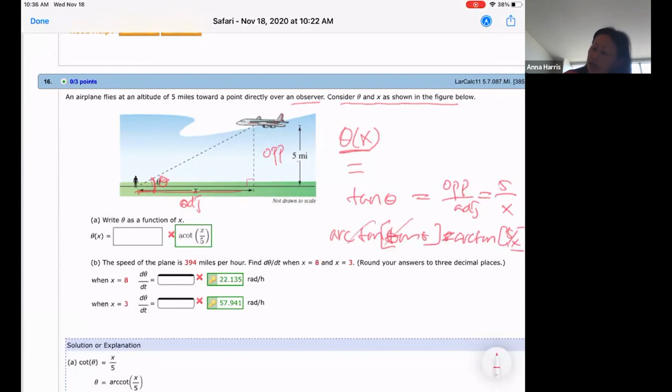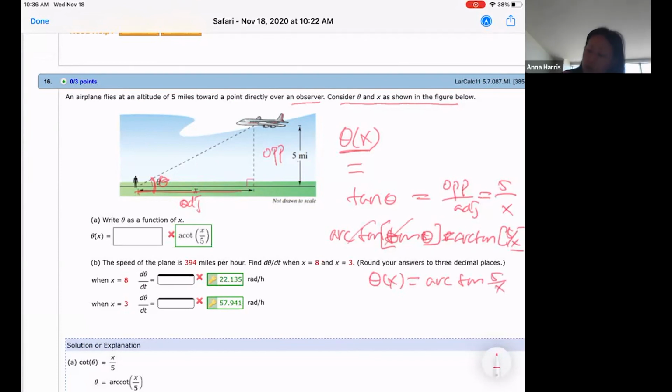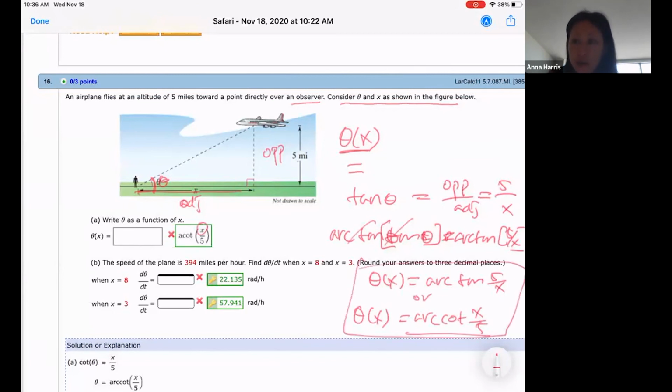Then they cancel out, so this is theta. So I have theta of x equal to arctangent 5 over x. Or you can rewrite it as theta of x equal to arccotangent x over 5. They just like the function to have the x in the numerator, so that's why they wrote it like this. But it is the same answer. You can write arctangent 5 over x, or arccotangent x over 5.